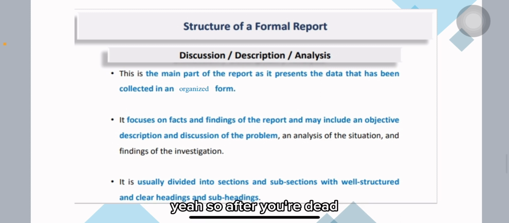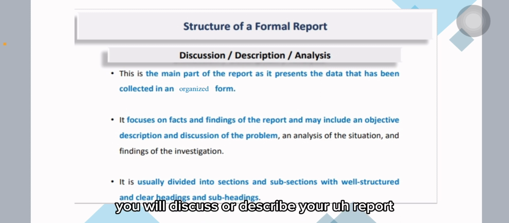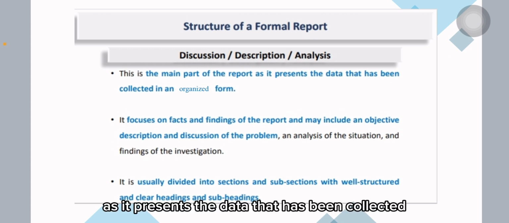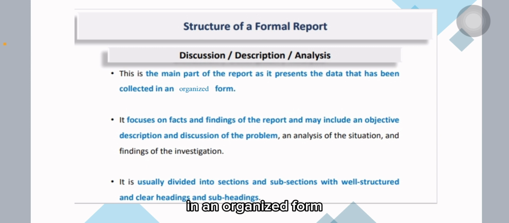Yan. So after that, you will discuss or describe your report. So this is the main part of the report, as it presents the data that has been collected in an organized form.